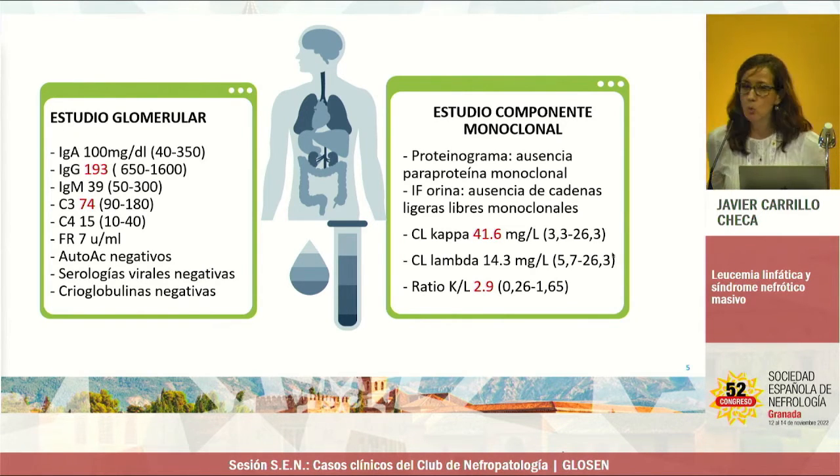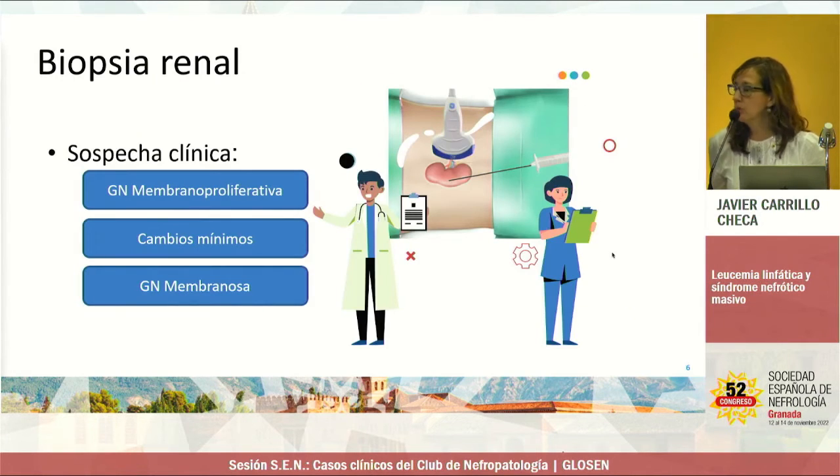No se detectó ningún componente monoclonal, ni en sangre ni en orina. Sí es verdad que las cadenas ligeras libres kappa estaban discretamente aumentadas y el cociente kappa-lambda también ligeramente aumentado. De manera que en este punto se le indica la biopsia renal y ahí teníamos algunas de las sospechas clínicas que barajábamos en ese momento.